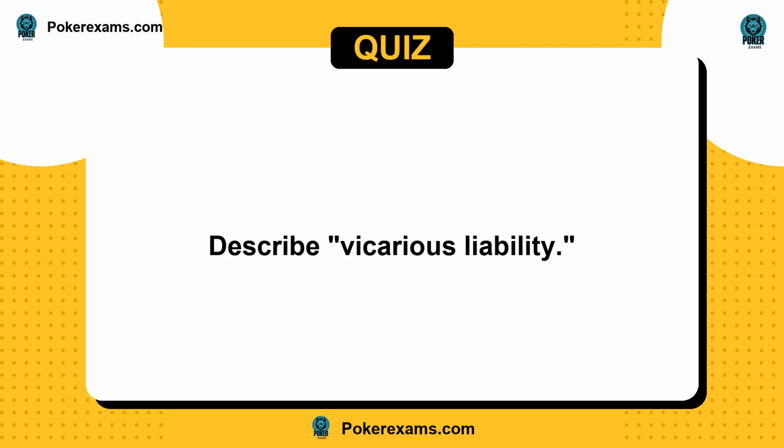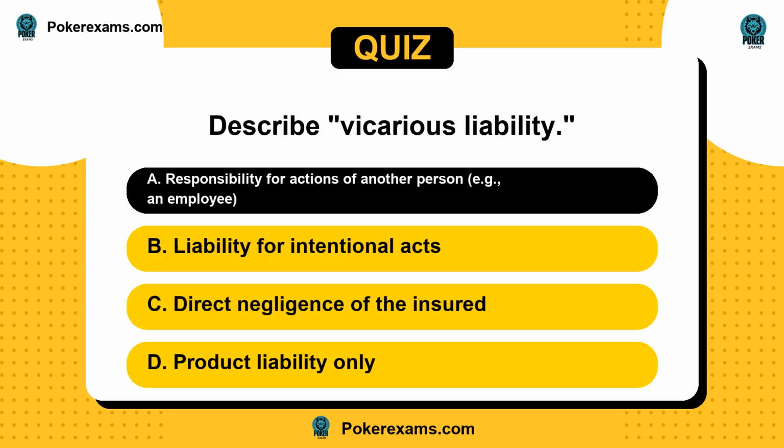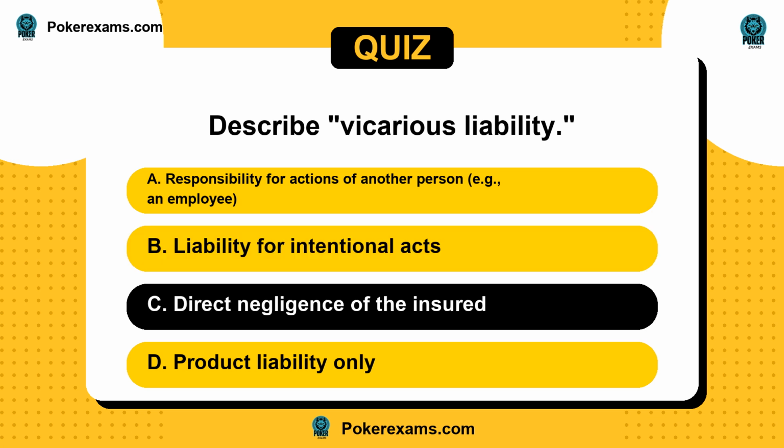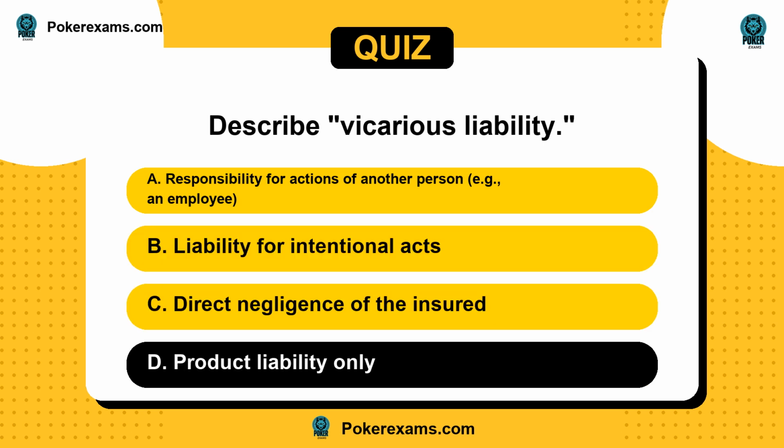Describe vicarious liability. Is it A, responsibility for actions of another person, e.g., an employee? Or B, liability for intentional acts? C, direct negligence of the insured? Or D, product liability only?